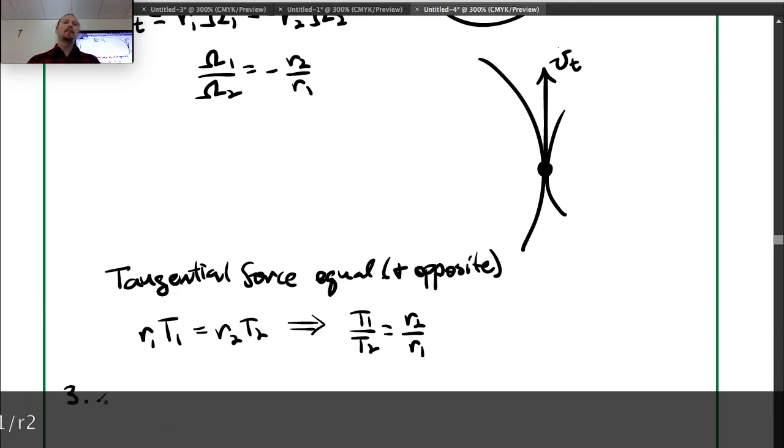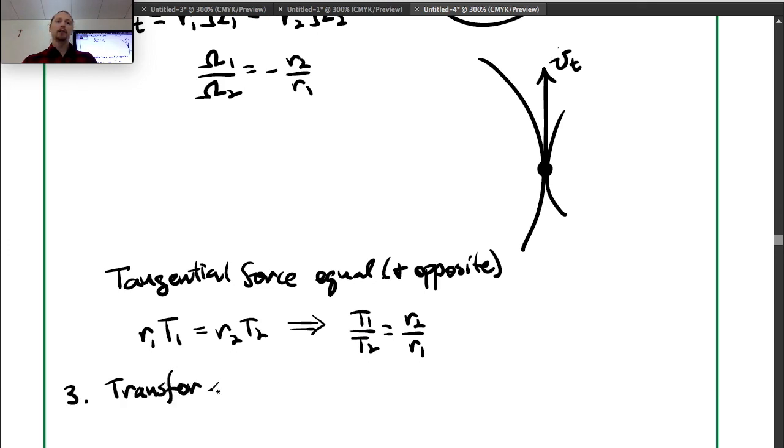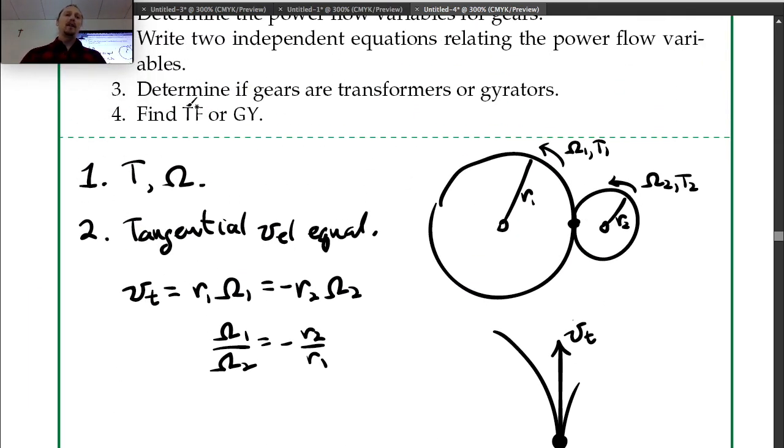Step 3 was to say, is this a transformer or a gyrator? What do you guys think? Transformer, right? Because across to across and through to through. And then finally, step 4, find the transformer ratio or the gyrator modulus. Clearly we need to find the transformer ratio because it's a transformer.